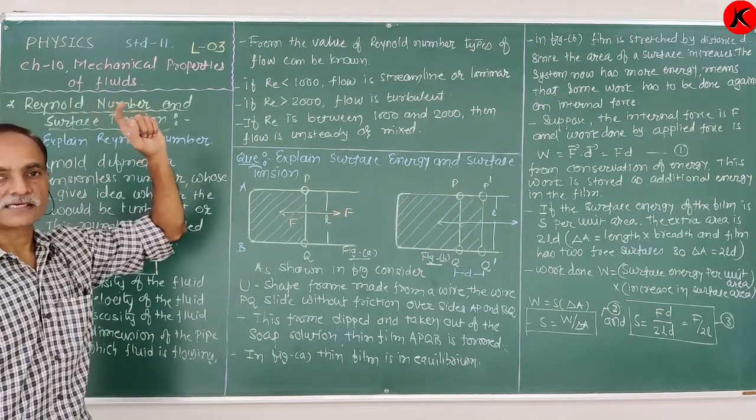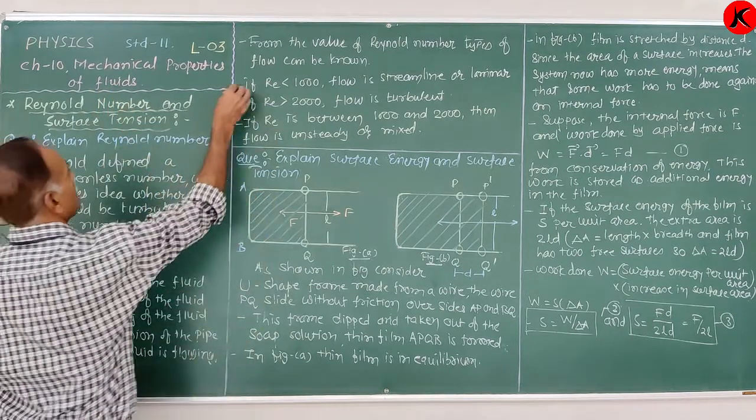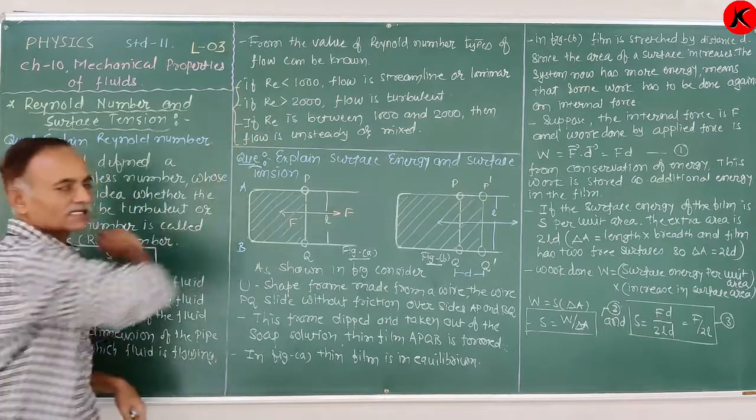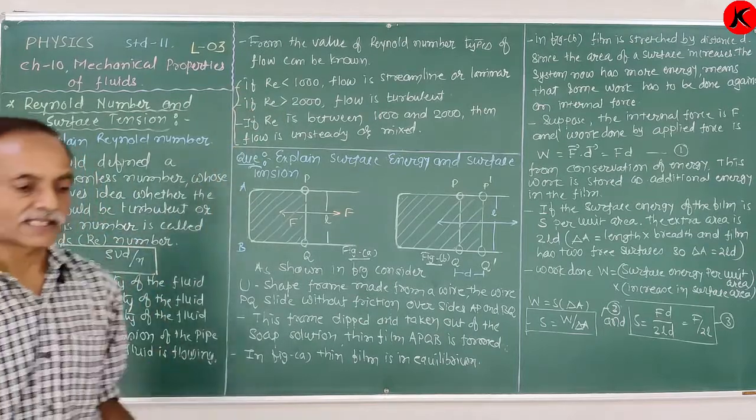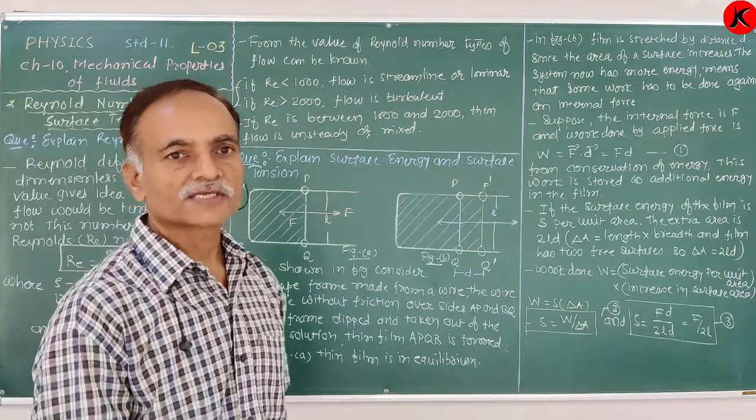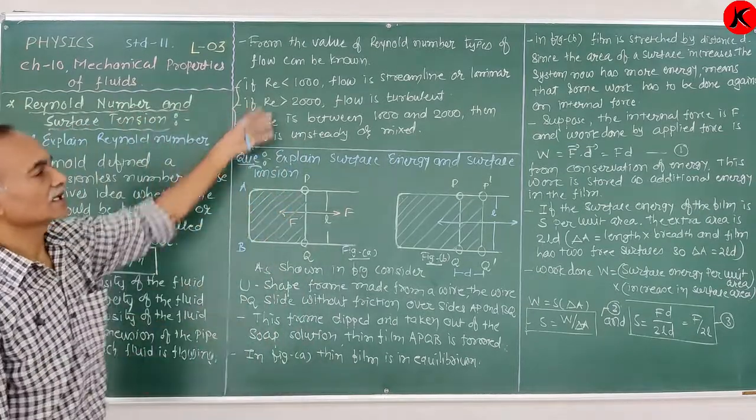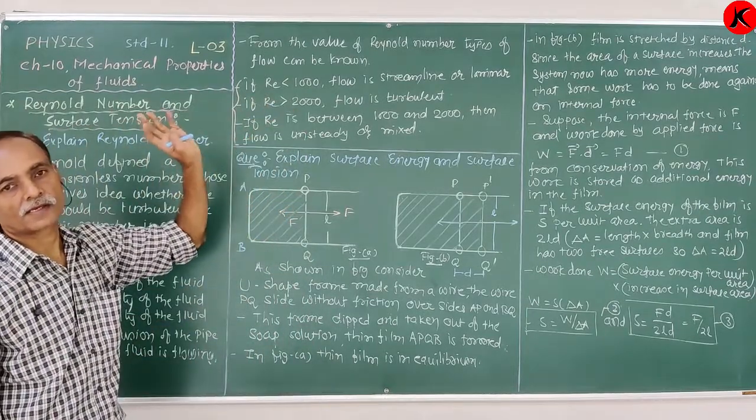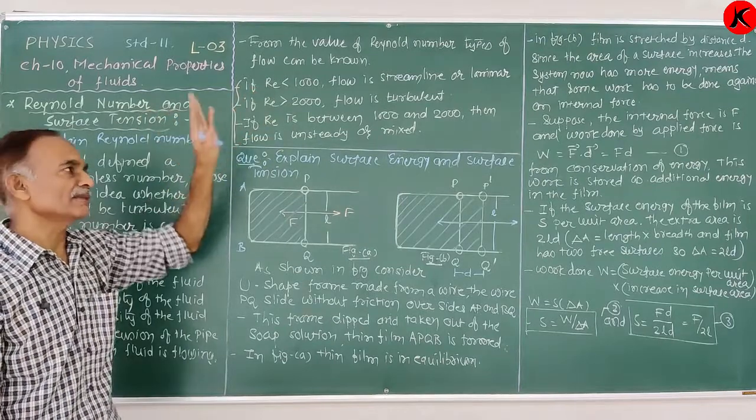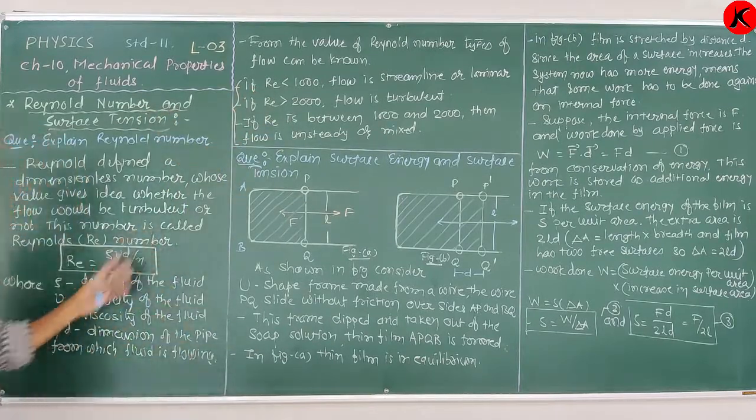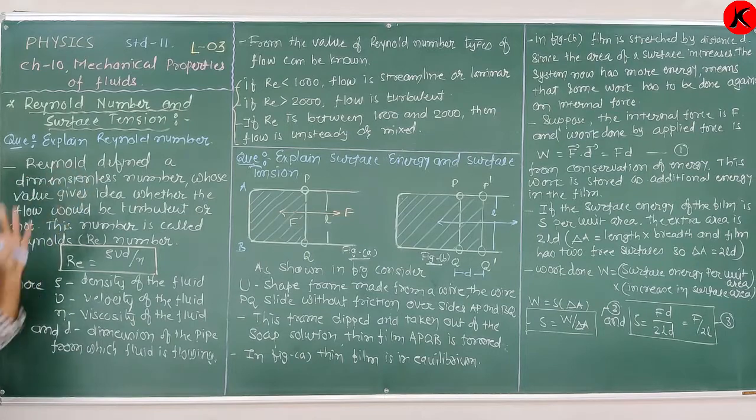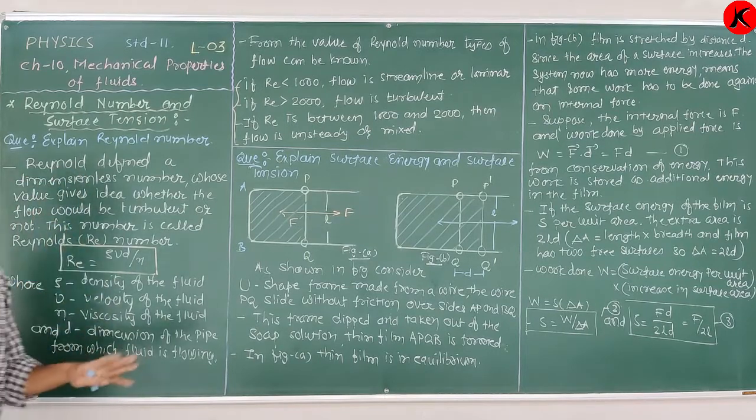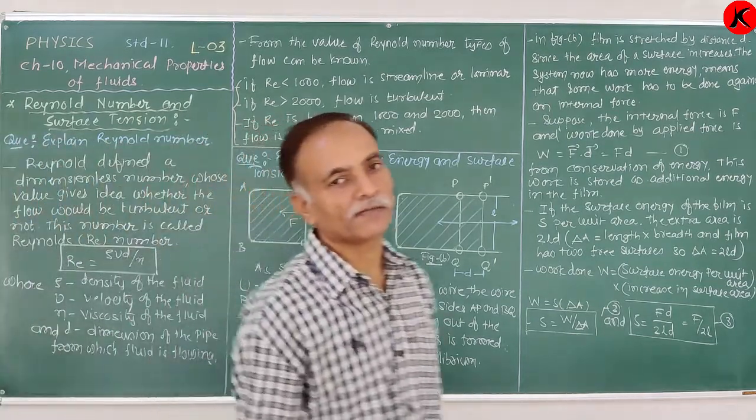Clear this? Okay. Sometimes this portion is also asked as an objective question: for a given fluid, the Reynolds number is this, so what is the type of flow? So an objective question may be asked from this, or a 2 marks question is also asked this way: explain the Reynolds number or write notes on Reynolds number.